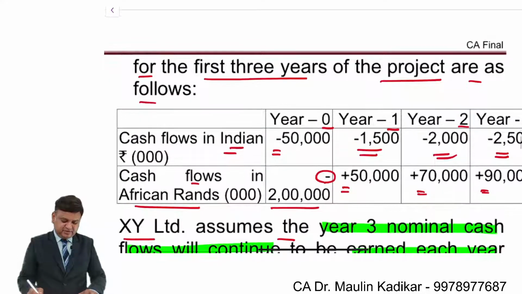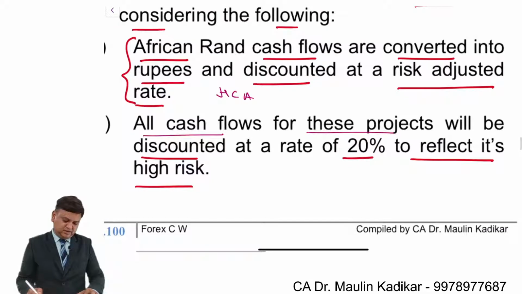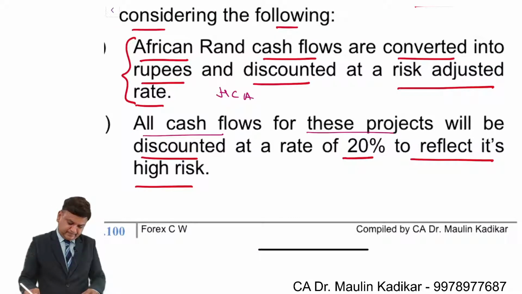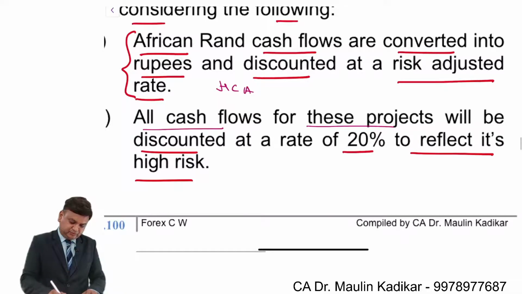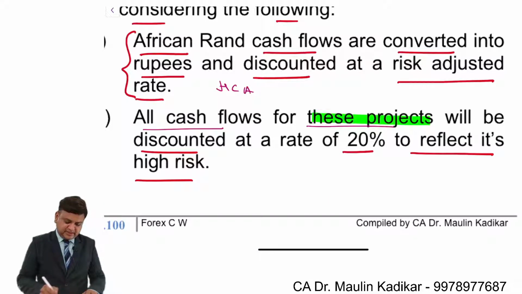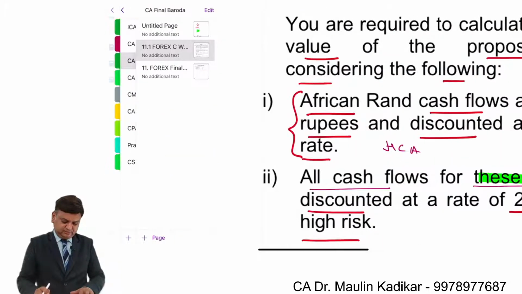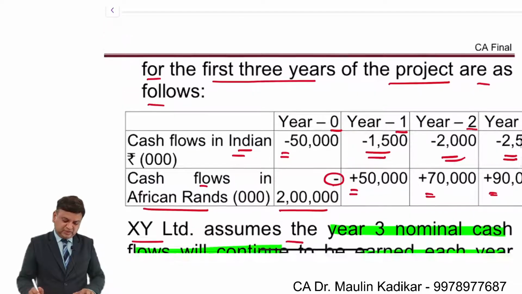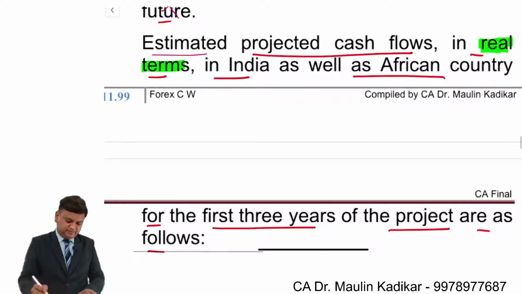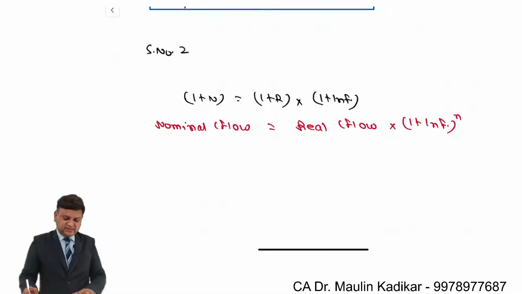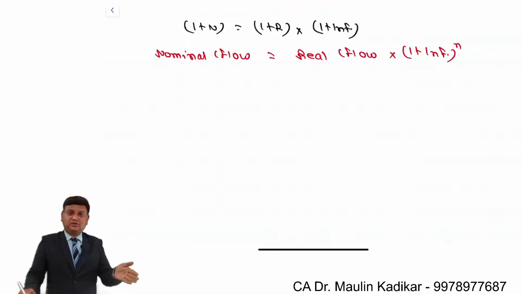Friends, over here, the language of the question is providing very clearly that all cash flows for the project will be discounted at the rate of 20%. And the cash flows have been provided in the real term. So what happens is, these real term cash flows will be converted first of all into nominal term. Once you compute that into the nominal term, we will be able to convert that into domestic currency for the purpose of making calculation of NPV.